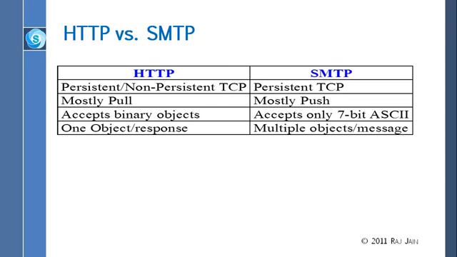HTTP has one object per response. In SMTP, you can get multiple objects per message. Okay, so you could have a message which has a picture in it and web pages and everything else. All right, so how do you get the email?